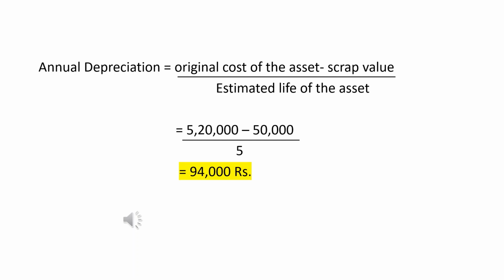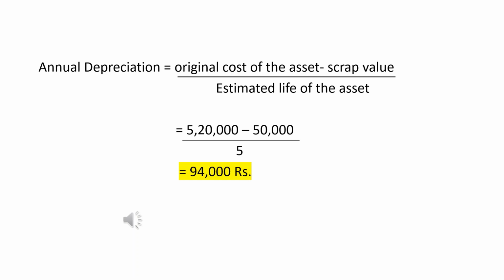Now we can calculate the annual depreciation. We know that according to straight line method of depreciation, the depreciation of the asset is the same every year. So we don't need to calculate the depreciation amount again and again. We can calculate it once and the same amount will be used every year for depreciating the machinery.